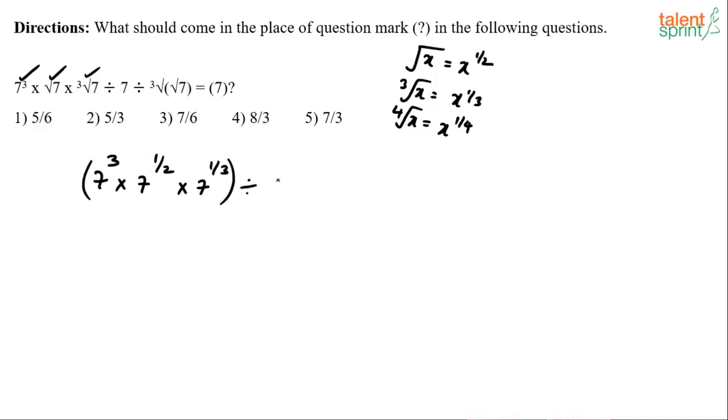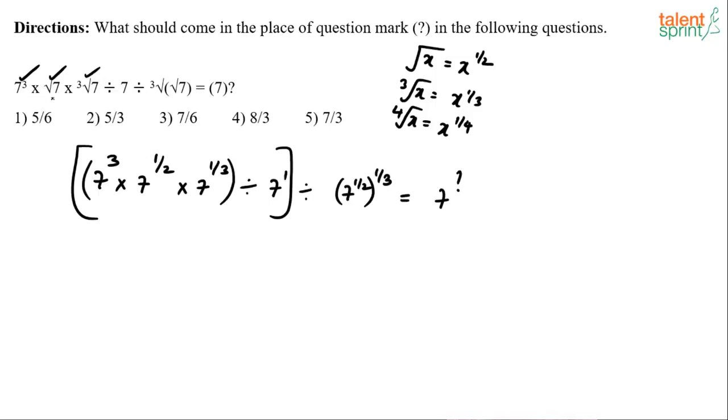This divided by 7 power 1 divided by, now this is cube root of square root of 7. So it's like this, you see, square root of 7 is 7 power 1 by 2, whole to the power of 1 by 3. Understand, there is a square root of 7 inside that, so 7 power 1 by 2, and that is under cube root, so which means power 1 by 3. This is equal to 7 power what?